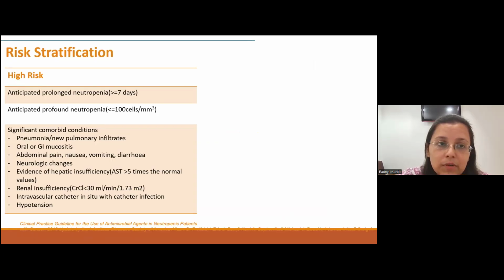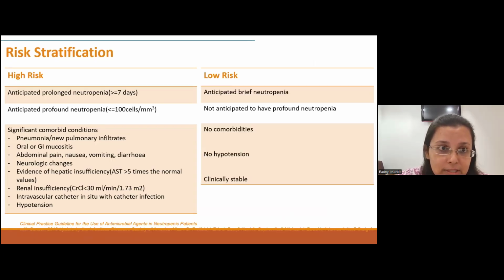So coming to risk stratification, high risk and low risk FN. This is how we classify a febrile neutropenia patient. So what is a high risk FN patient? Any patient in whom we are anticipating prolonged neutropenia, more than 7 days, or profound neutropenia, or a significant comorbid condition, as I mentioned previously, like pneumonia, oral or GI mucositis, severe abdominal pain, nausea, vomiting, diarrhea, neurological changes, or any renal or hepatic insufficiency.